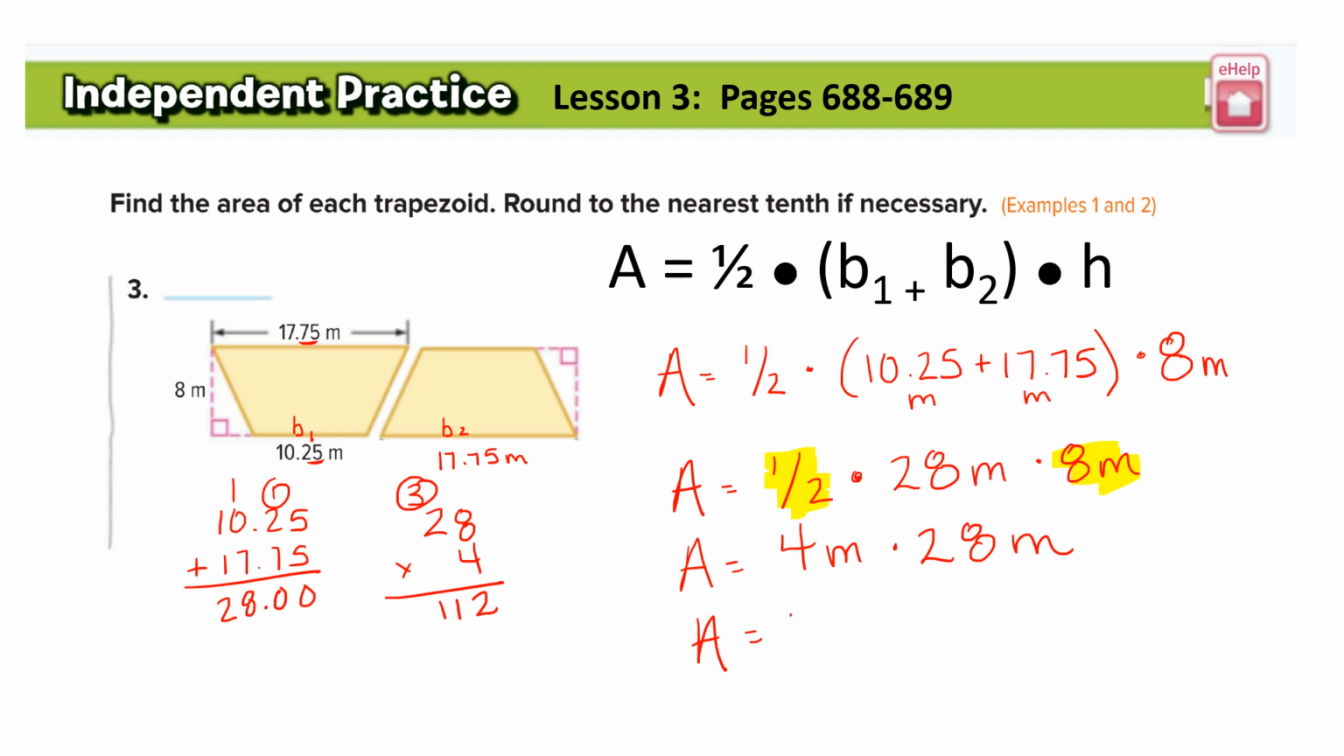And that's 112, and meters times meters is meters squared. And I don't need to round.